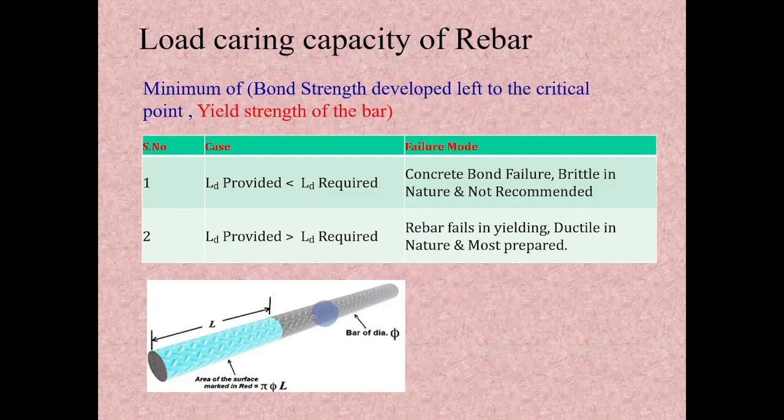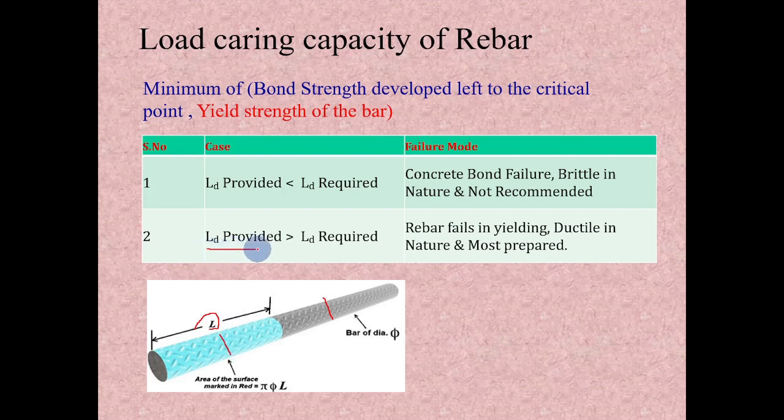So the load carrying capacity of the rebar should be the minimum of the yield strength and the bond strength. If the LD provided is less than LD required, the concrete will fail in bond before the bar yields. This is basically not recommended because this failure will be brittle in nature. It will happen suddenly without any warning.